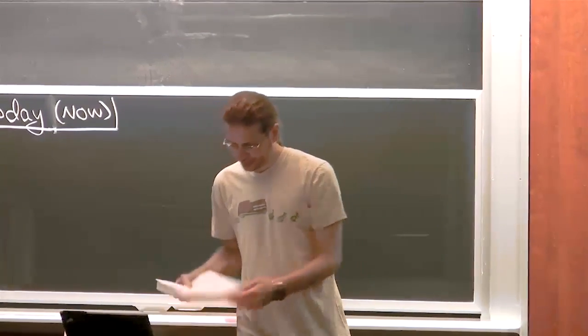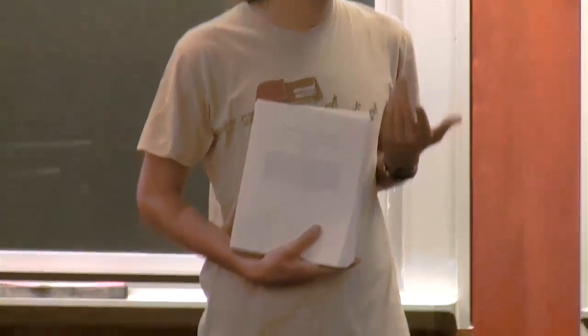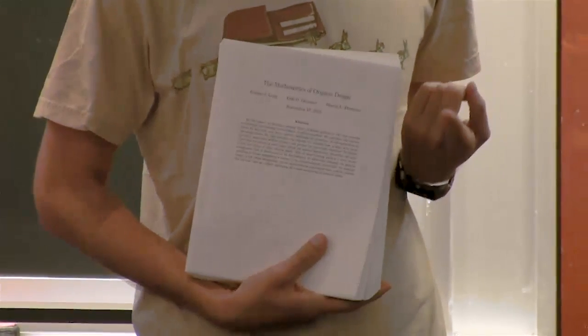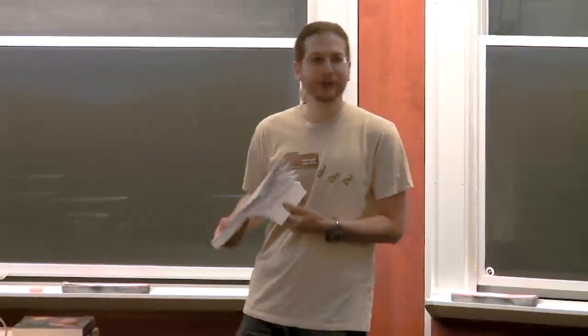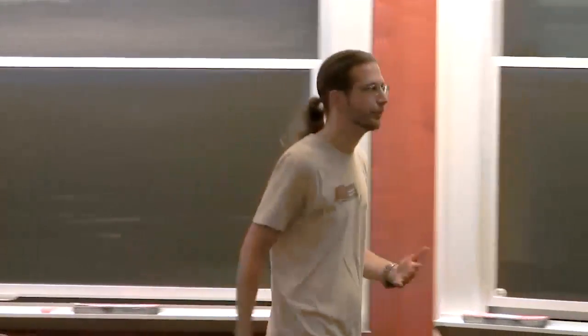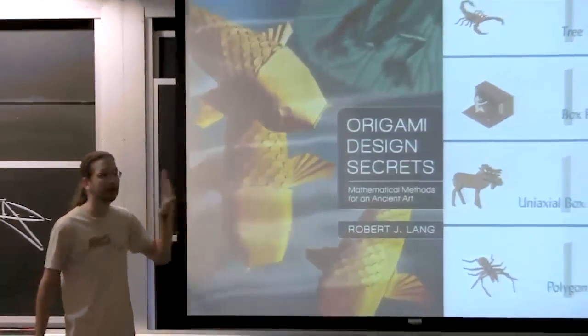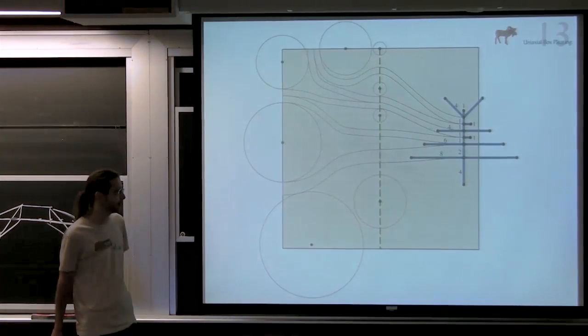We are working on this giant manuscript. It's currently called The Mathematics of Origami Design, which is in particular trying to prove that the tree method always works, and will generalize to things like this. But it's not finished, so we don't have a complete proof yet that it all works. I mean, everything seems fine, but it's tedious to write it all down, so still working on it. But I thought I'd show you an example of box pleating uniaxial origami design from Origami Design Secrets.